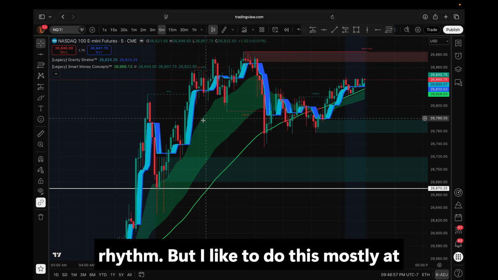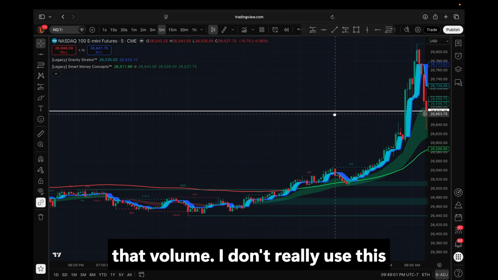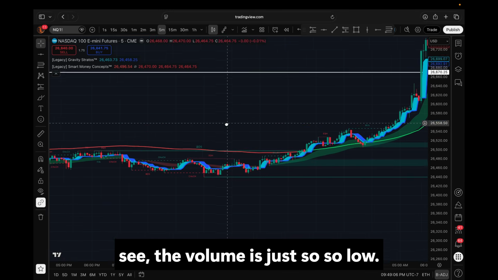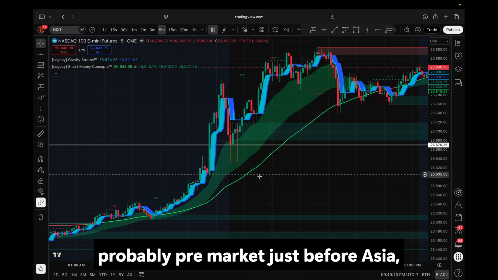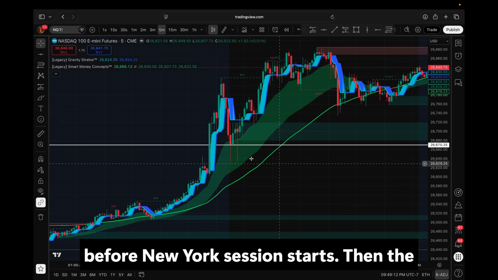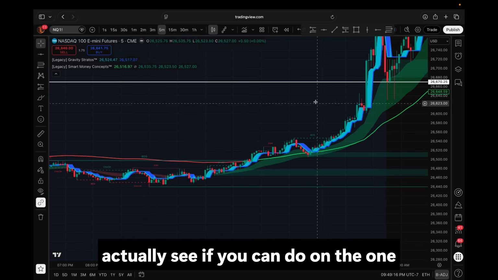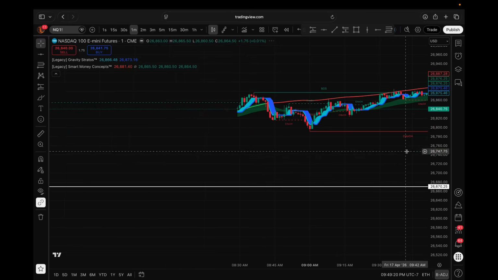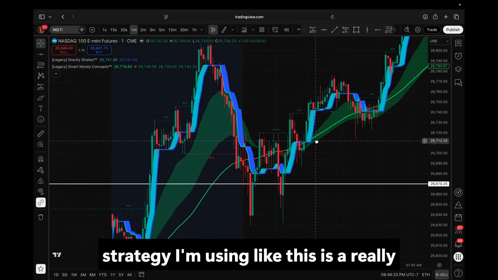But I like to do this mostly at New York session because of that volume. I don't really use this during Asian session because, as you can see, the volume is just so low. So the volume does pick up during pre-market, just before New York session starts. Then the volume does die off, or you can see if you can do it on the 1 minute time frame and see. But that's basically one strategy I'm using.